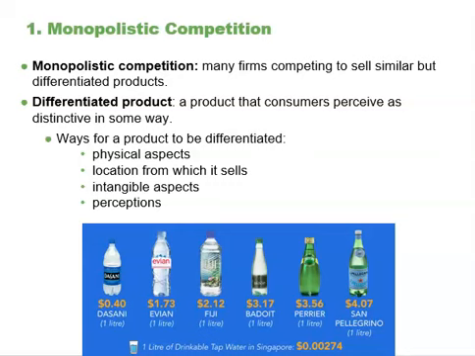A firm can try to make its products different from those of its competitors in several ways: physical aspects of the product, location from which it sells the product, intangible aspects of the product, and perceptions of the product. Physical aspects of a product include all the phrases you hear in advertisements: unbreakable bottle, non-stick surface, freezer to microwave, non-shrink, extra spicy, newly redesigned for your comfort, and etc. A firm's location can also create a difference between producers.